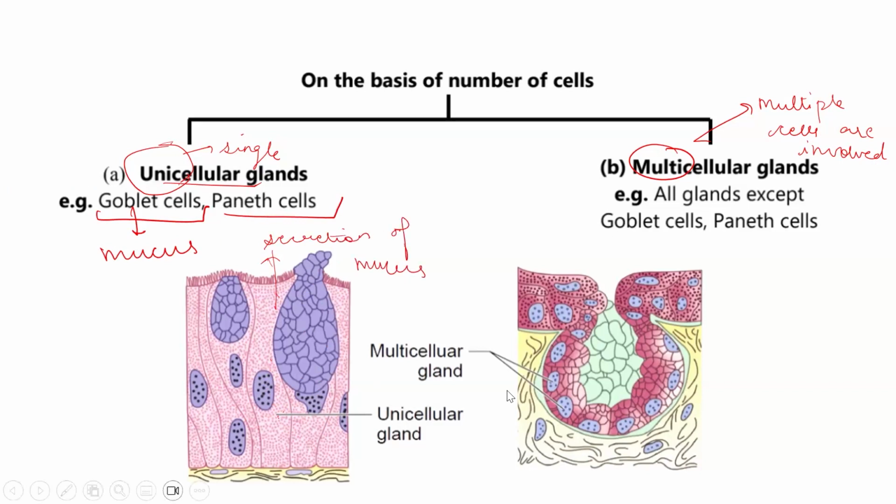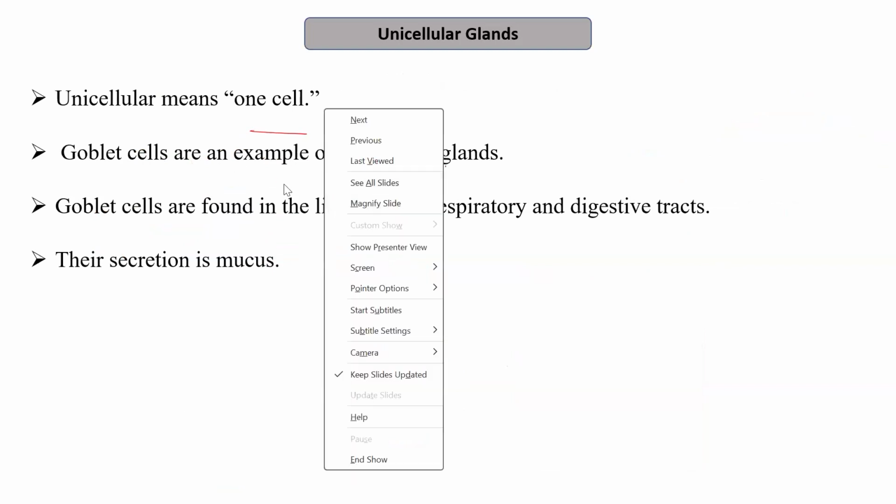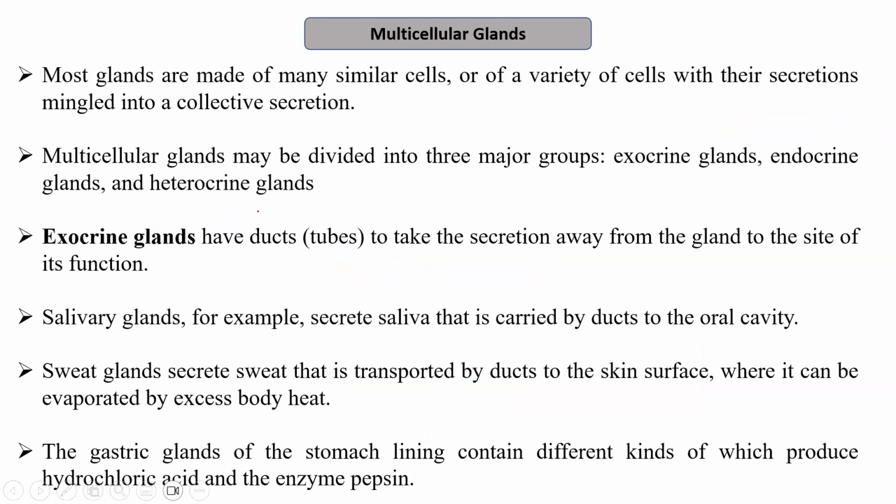Secretion of mucus. The next is the multicellular gland, where multiple cells are involved. These multiple cells help in the secretion of these substances. For example, all the glands except the goblet cells and the Paneth cells come under the multicellular glands. Unicellular means one cell, as I mentioned. Goblet cells are an example of unicellular glands, and they form the lining of the respiratory and digestive tract. Their secretion is mucus. The next is the multicellular gland, which is made up of many similar cells, or it can be made up of a variety of cells.